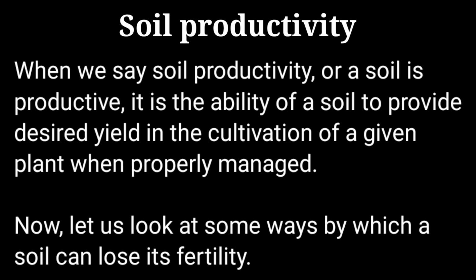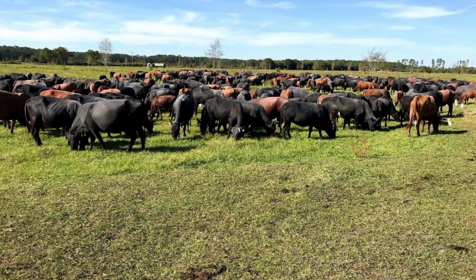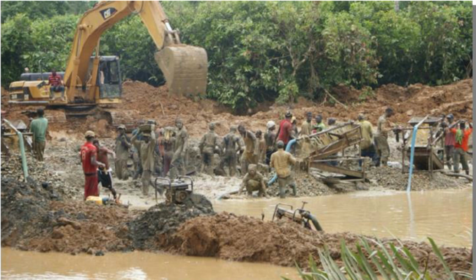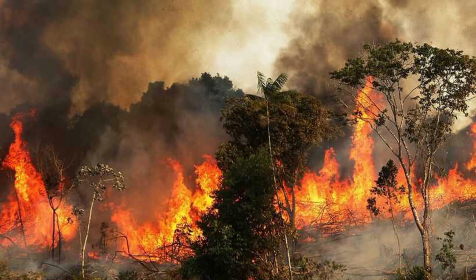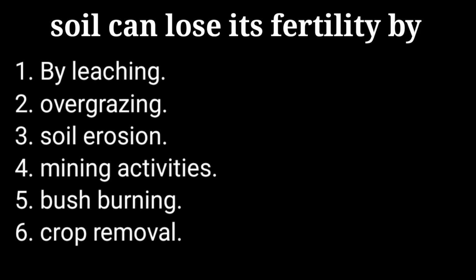Now, let us look at some ways by which a soil can lose its fertility. Number 1, leaching. Number 2, overgrazing. Number 3, soil erosion. Number 4, mining activities. Number 5, bush burning. Number 6, crop removal. Now, let us look at an explanation of a few of these ways.